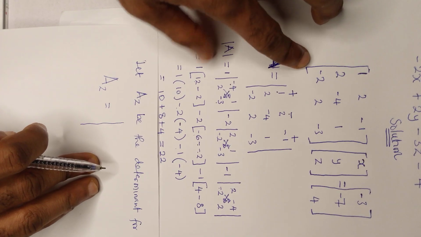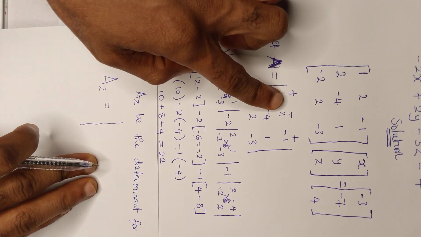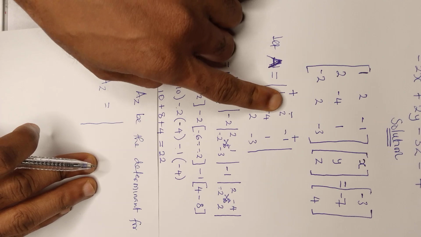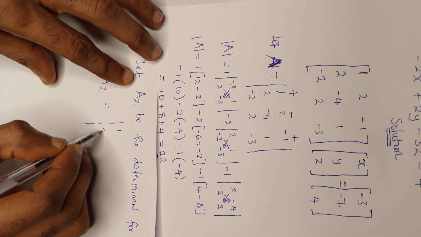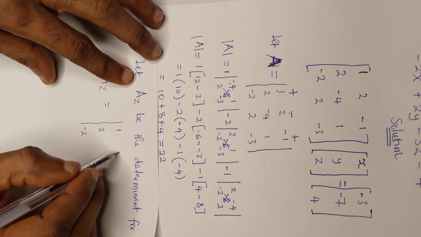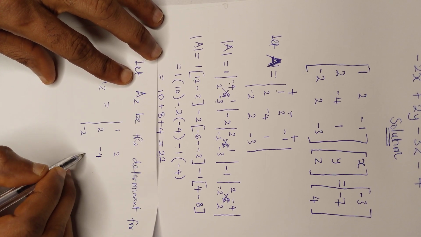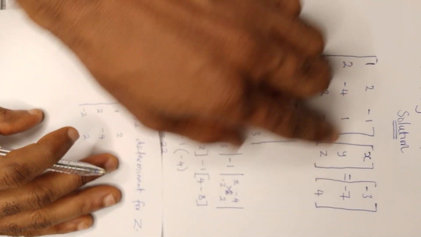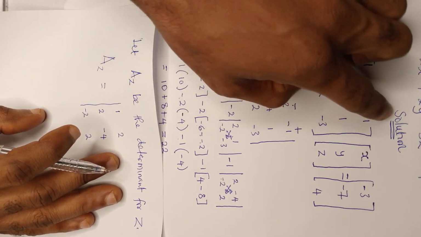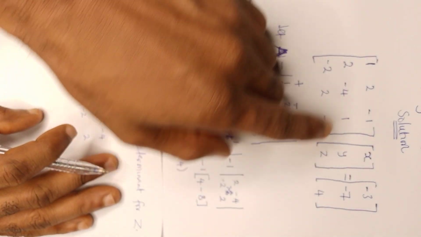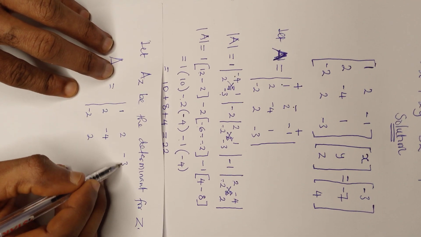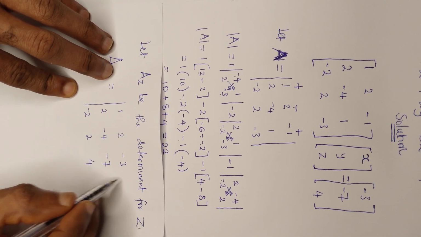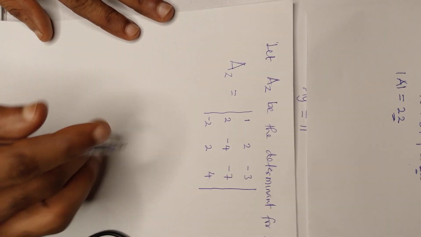this is our X value, so we'll take our Y value, and since we are finding the determinant for Z, we'll replace the Z value with this. So let's take our X, 1, 2, minus 2, we take our Y, 2, minus 4, 2, and then we take our Z, because Z is what we are finding the determinant for, so we replace it with this value. So we have minus 3, minus 7, 4. Having done this, we are set to find our determinant for Z.